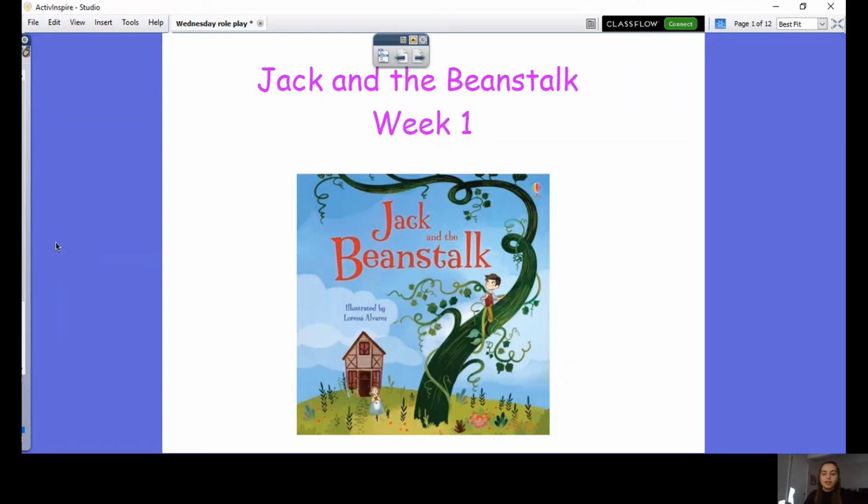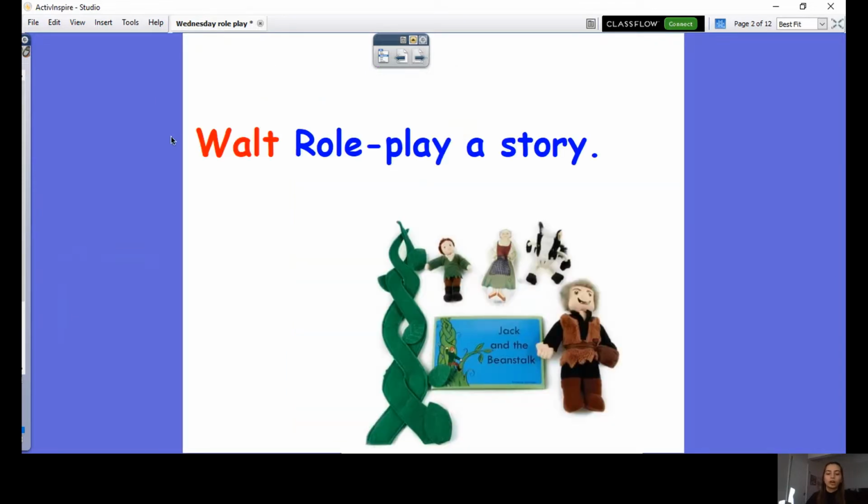Today is the third day of us learning our story, Jack and the Beanstalk. And I just want to say a big well done to everybody for all their hard work in learning the actions and the words. It's been great to see all your work on Seesaw. Today we are going to role play our story.